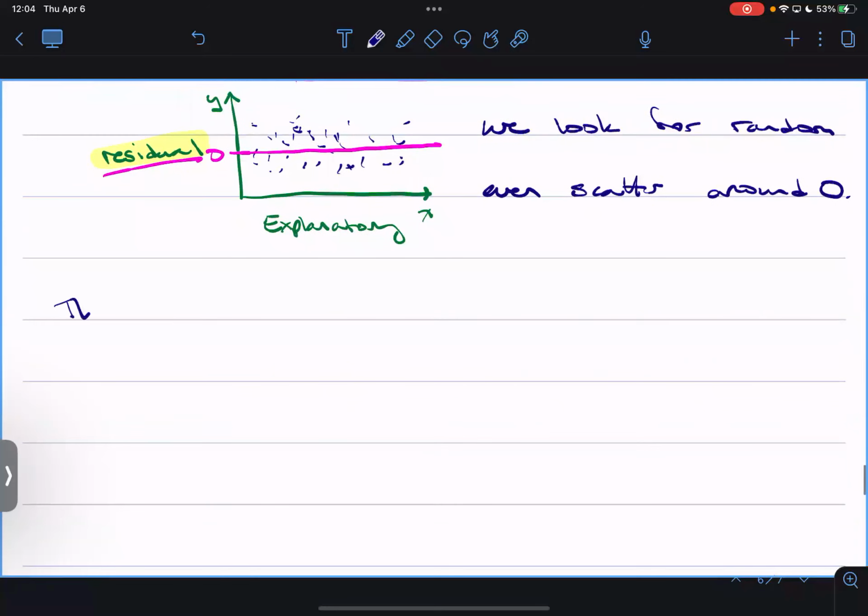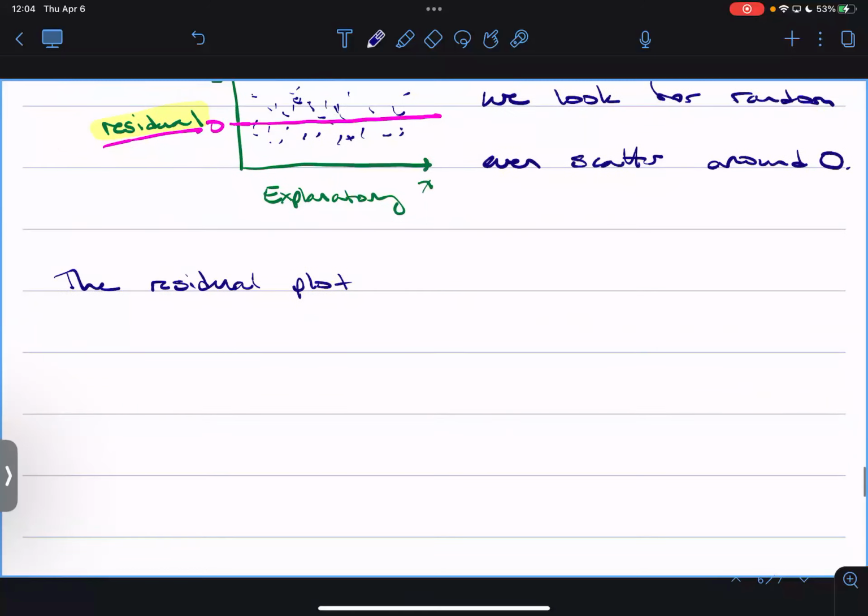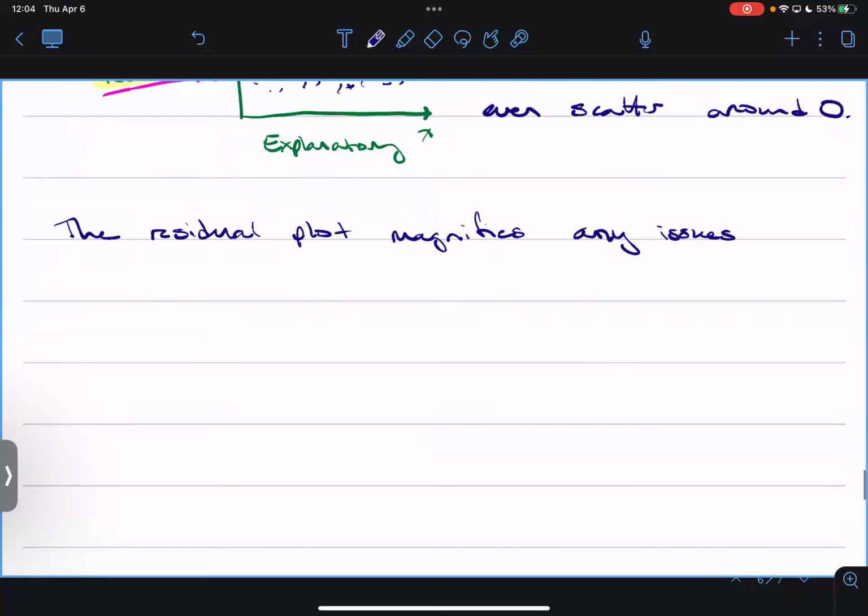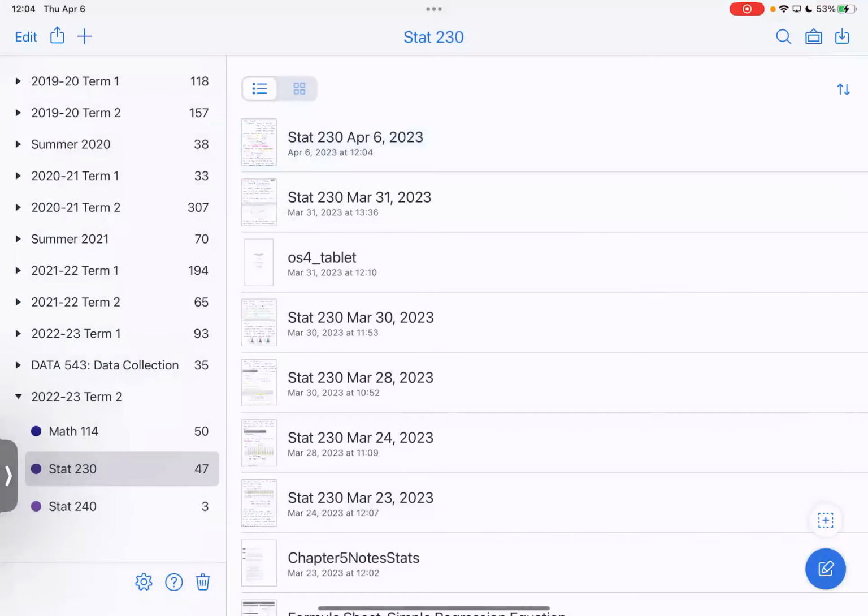But the residual plot magnifies any issues in the original scatter plot. So we might have missed any issues, and when we make the residual plot, we'll be able to pinpoint those issues.